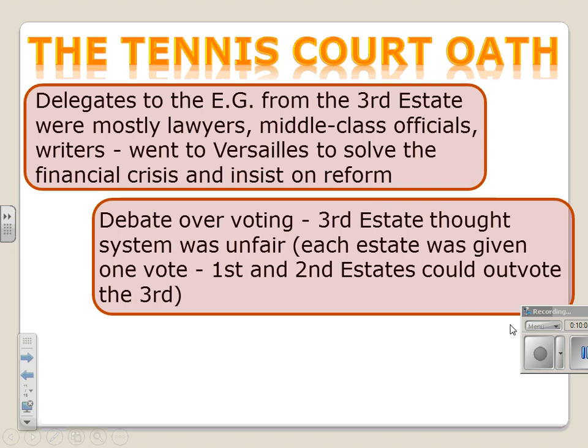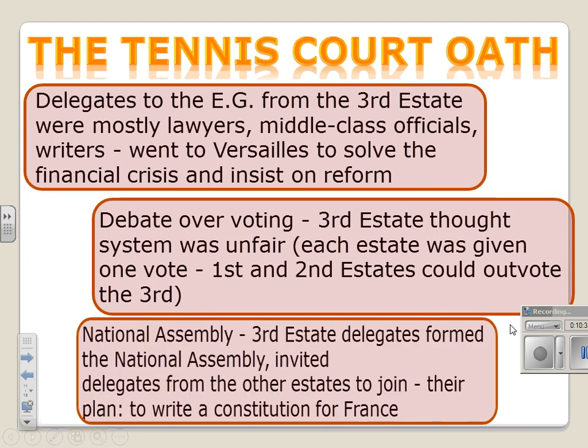So each estate has one vote. So the first estate has one vote, the second estate has a vote, and the third estate has a vote. This was obviously unfair because the first and second estate can very easily outvote the third estate, and it will always be a 2-to-1 vote. So now, the third estate, looking at the U.S. form of government, says, well, wait a minute. Why don't we base it off of population? We are the third estate. We have the most people. We should have the bigger say in government. This does not go well.